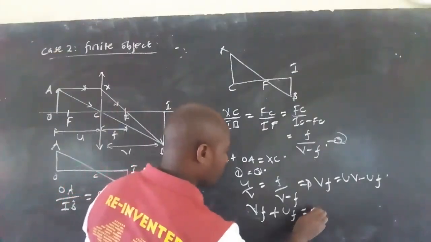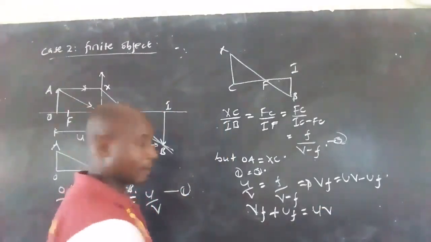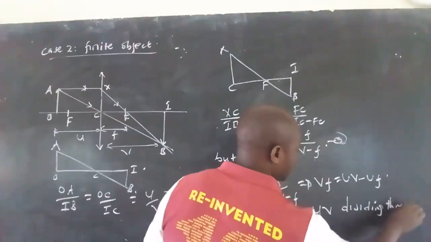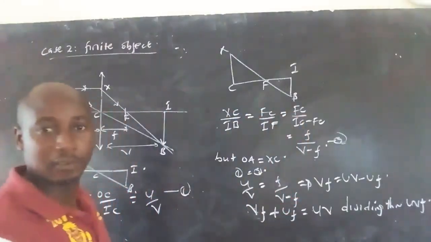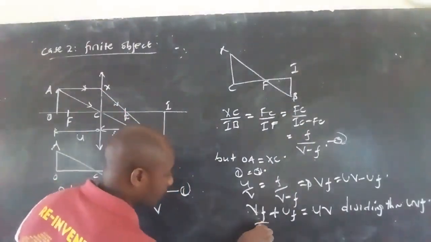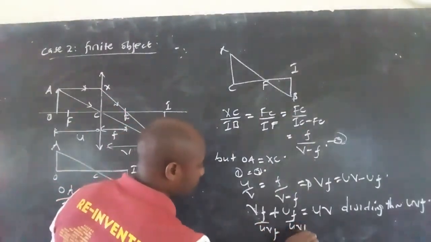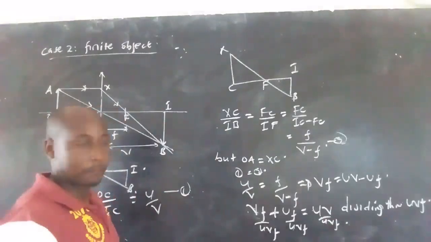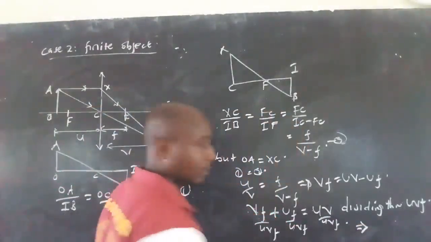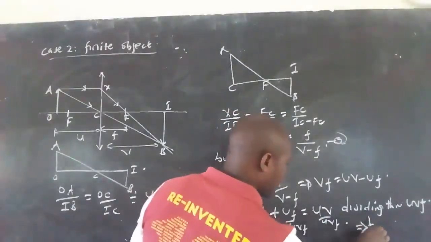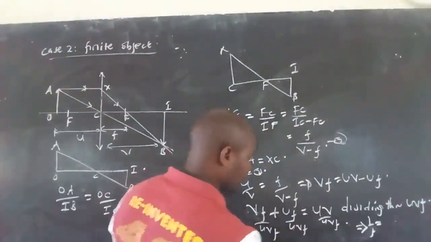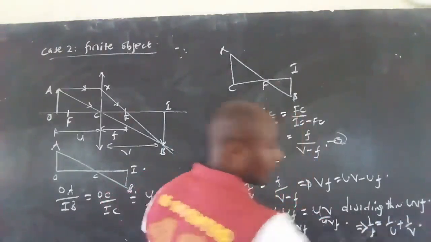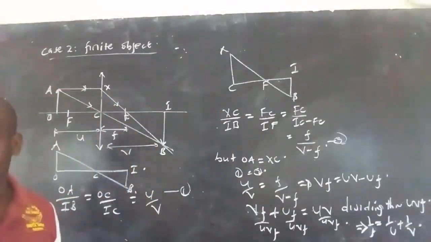So dividing through by UVF, we shall have that this is the same as 1 over F equals 1 over V plus 1 over U. As simple as that.